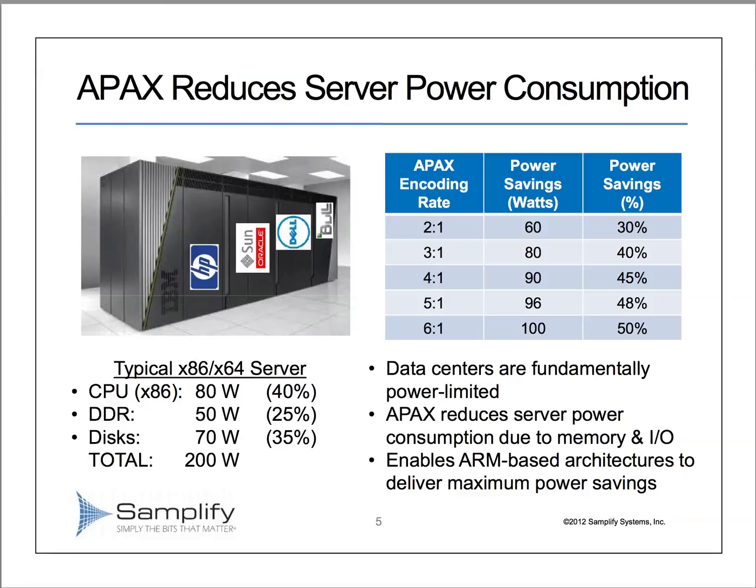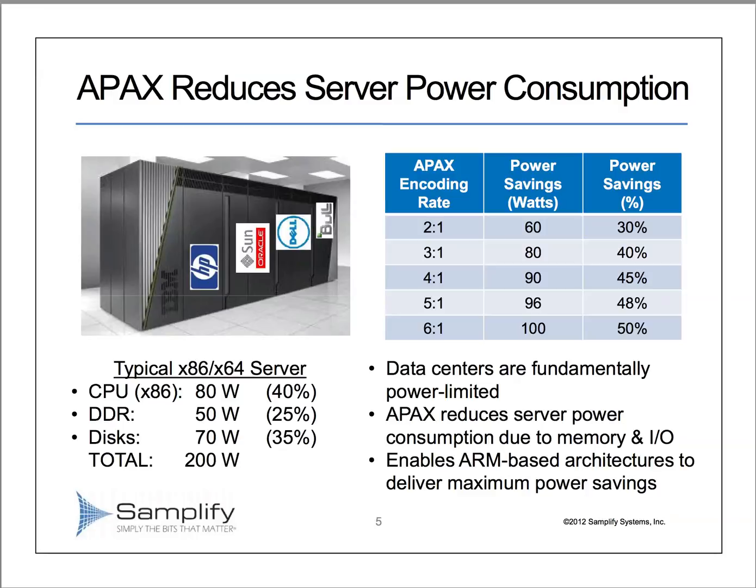And so by using Samplify's APAX technology, we actually reduce the number of transactions and the size of the transactions going out to memory and storage, resulting in a 50% savings in overall power consumption at encoding rates of up to 6 to 1. So now when you consider the trend toward ARM-based CPUs targeting data center applications around the version 8 architecture, 64-bit, those are really promoting, going to market based on low power.